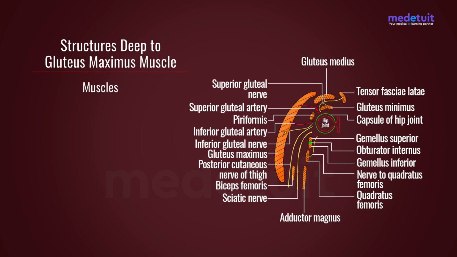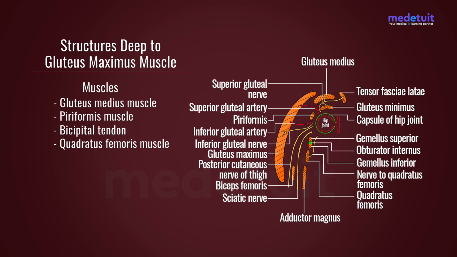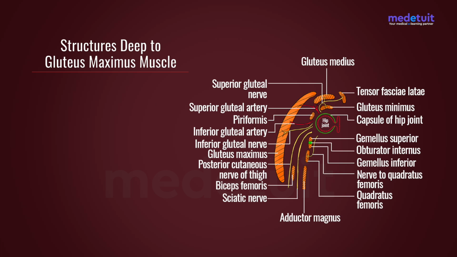If you try to recollect which were the muscles in the intermediate layer, from above downwards, we have the gluteus medius muscle. Below this, we have the key muscle, that is the piriformis. Below this, there is a tricipital tendon. We have the quadratus femoris muscle. Apart from this, we have the origin of hamstring muscles. In between these muscles, there are vessels. The key muscle is the piriformis.